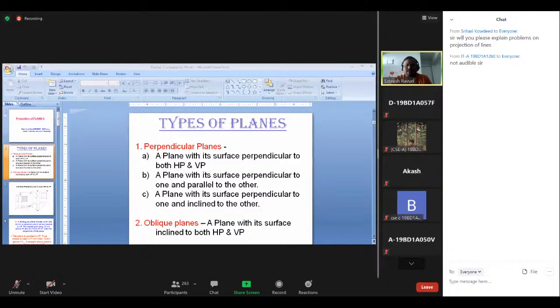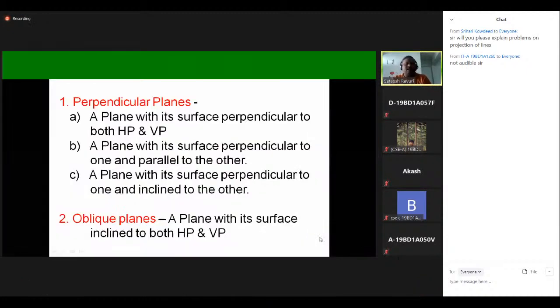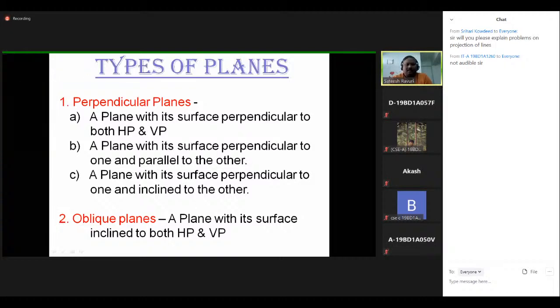So now here we are taking the position of the plane as a criteria. So by taking the position as the criteria, planes can be broadly divided into two categories, such as perpendicular planes and oblique planes. Now, perpendicular planes are further divided into three more types. A plane with its surface perpendicular to both HP and VP, a plane with its surface perpendicular to one and parallel to the other, a plane with its surface perpendicular to one and inclined to the other.